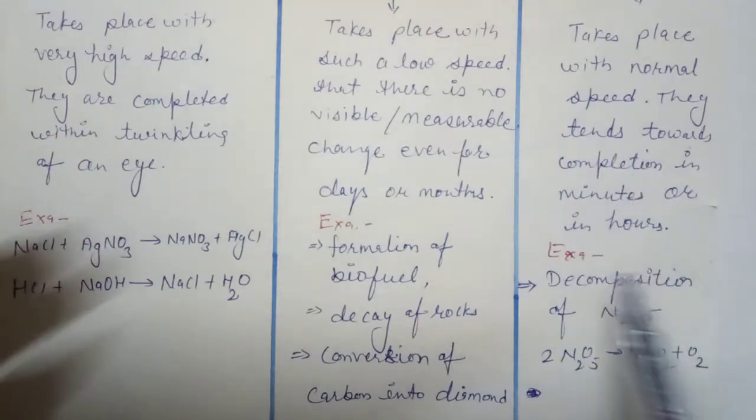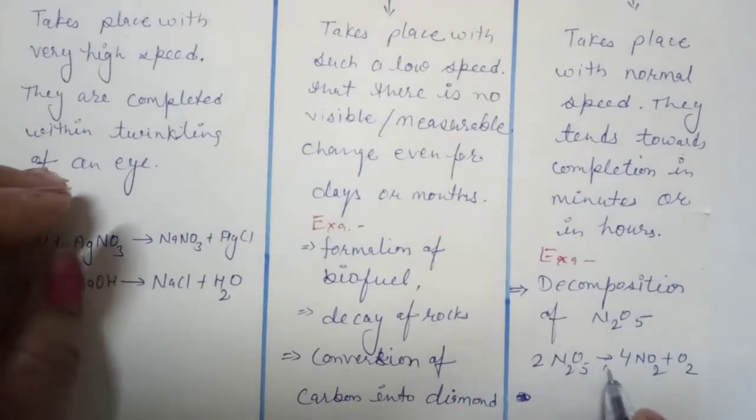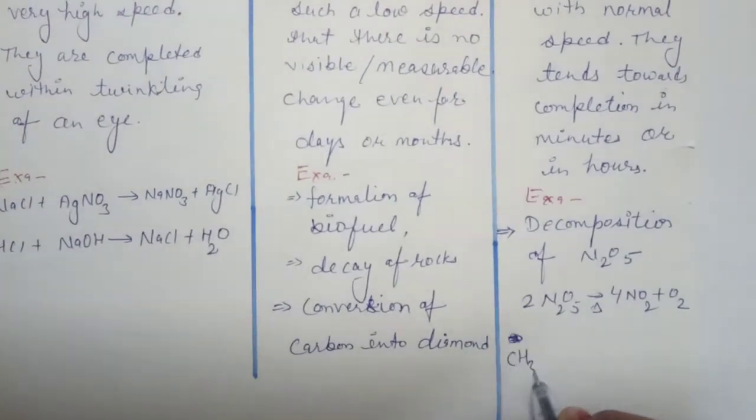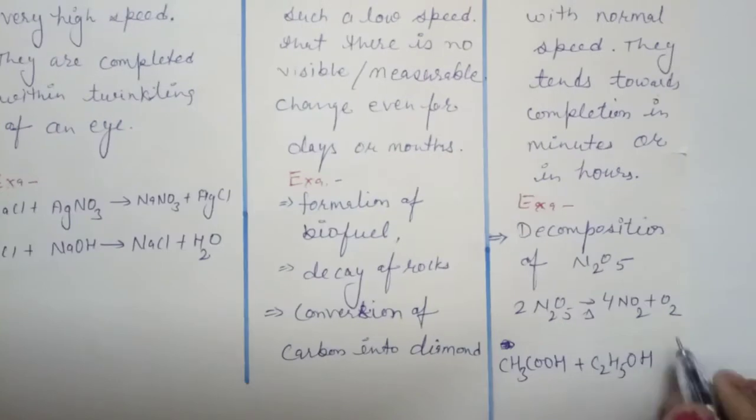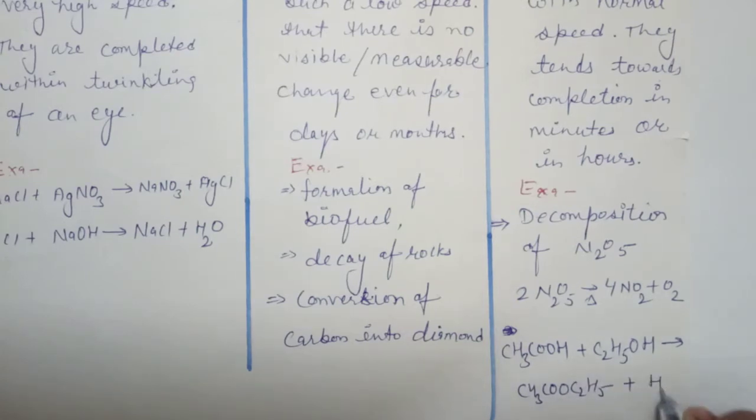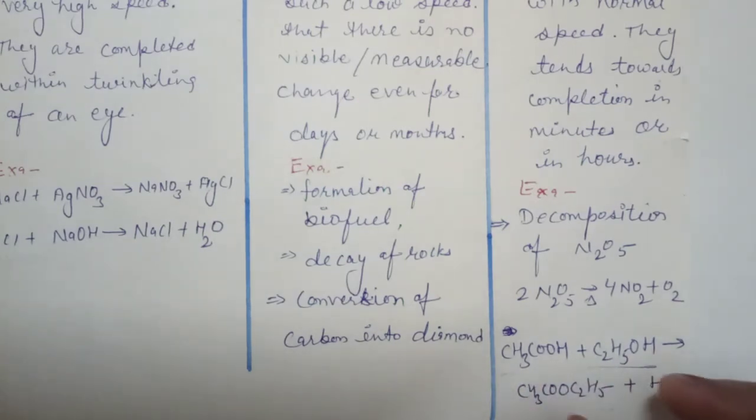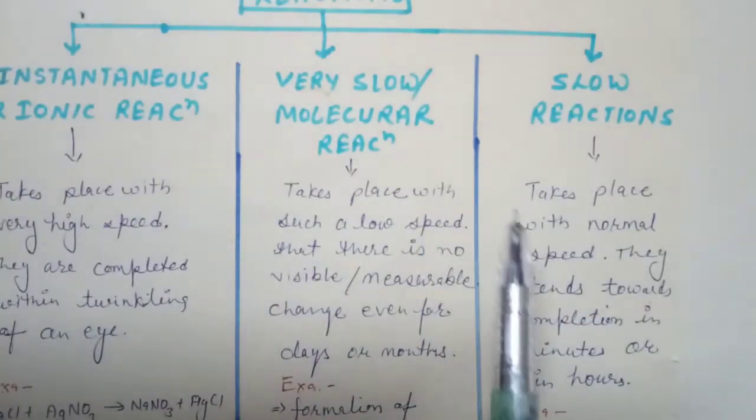And slow reactions, just like decomposition of N2O5 on heating, which decomposes into 4NO2 plus O2, or the reaction between acetic acid and ethyl alcohol. Acetic acid means CH3COOH, ethyl alcohol means C2H5OH. When these are mixed, then CH3COOC2H5, an ester, is formed with water. This is also a slow reaction, not very slow and not very fast. It is actually an organic reaction. Okay, thus there are three types of reaction on the basis of rate.